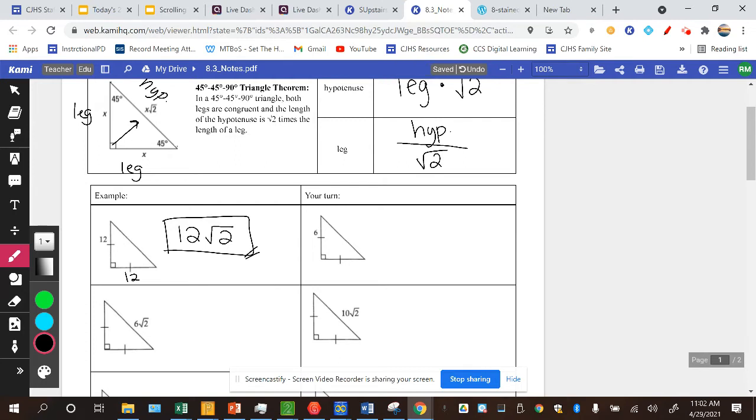Go ahead, try the next one. You don't have to put it in decimal form. I want it in radical form, or square root. What's the leg going to be here? 6. And then what's the hypotenuse? 6 times the square root of 2. Perfect. That's all you have to do.